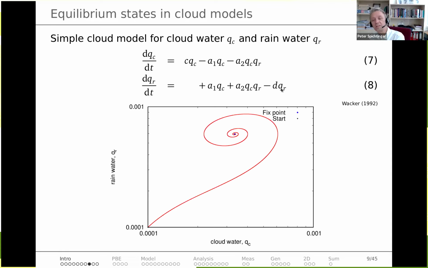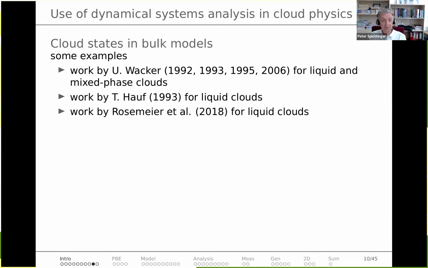And if you think about this here, under certain conditions of these A and C parameters, you end up with a kind of fixed point, with an equilibrium point. So you really go this way until you reach at some point, namely at infinite time, this fixed point. So this is a different behavior. This is an equilibrium point. And there's lots of these models for cloud states in these bulk models.